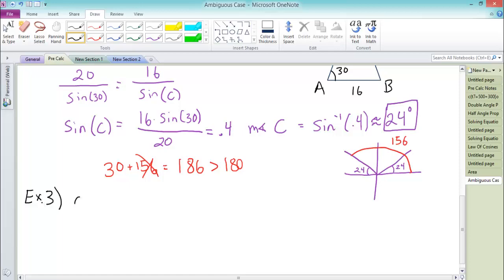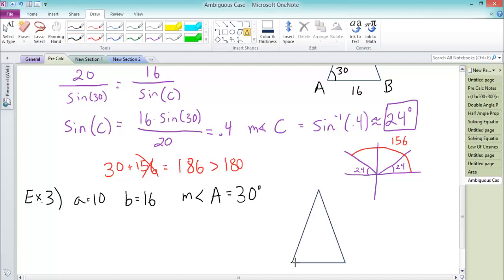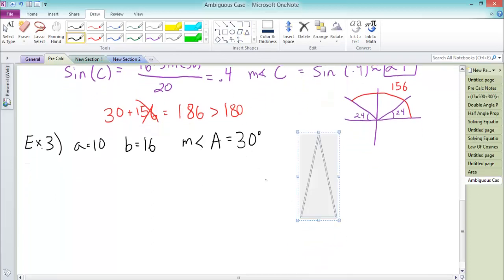So we're going to say A is equal to 10, B is equal to 16, and the measure of angle A is once again 30 degrees. First step, draw your triangles and label. So A, B, C. As mathematicians, we're really good at doing our alphabet. So measure of angle A is 30, side A is 10, and side B is 16. Once again, side side angle.